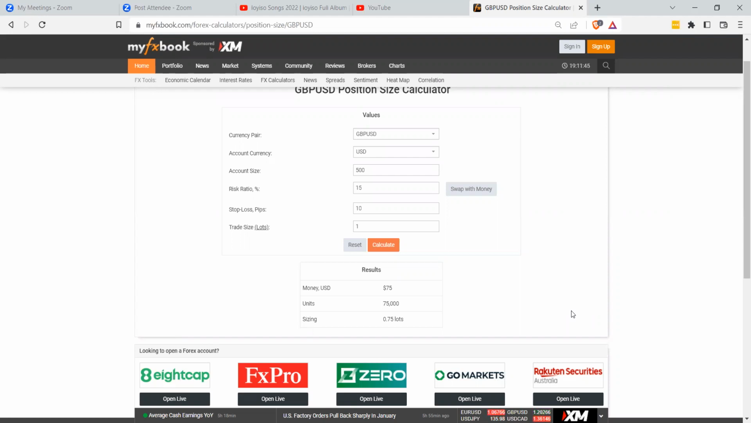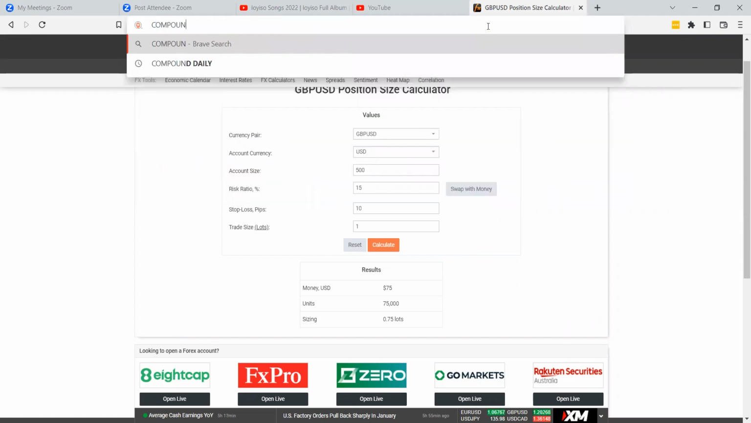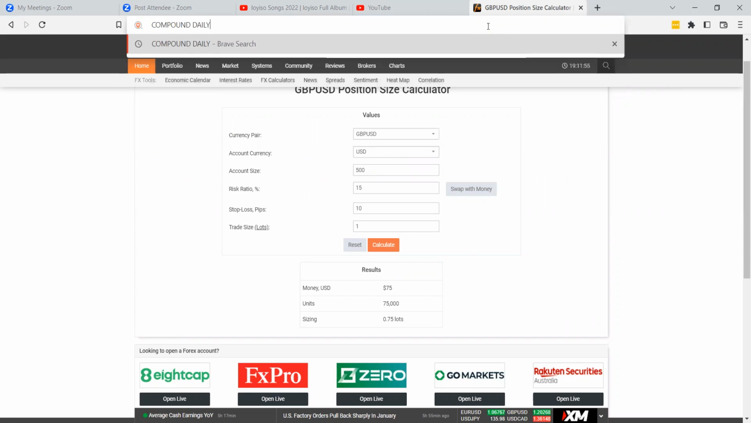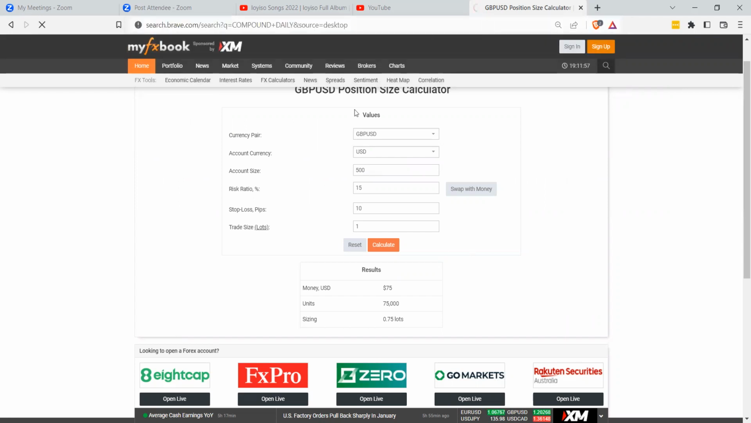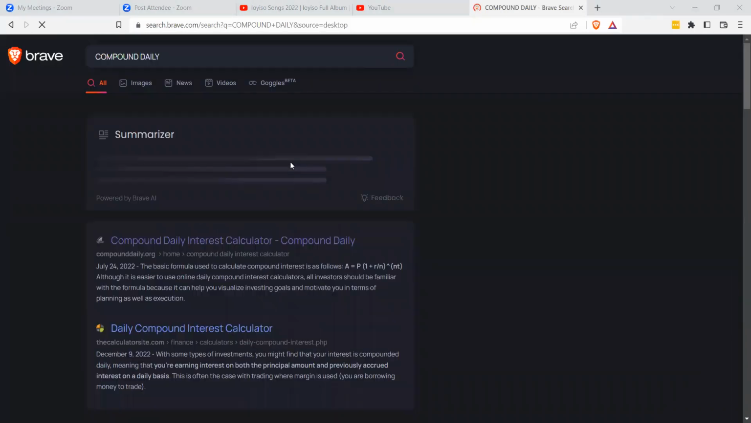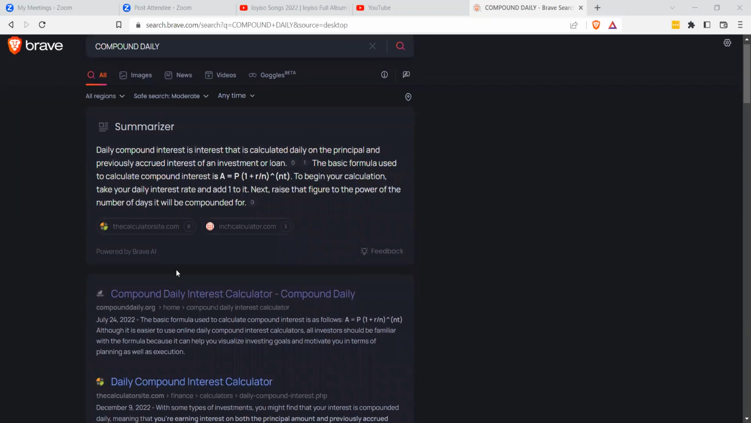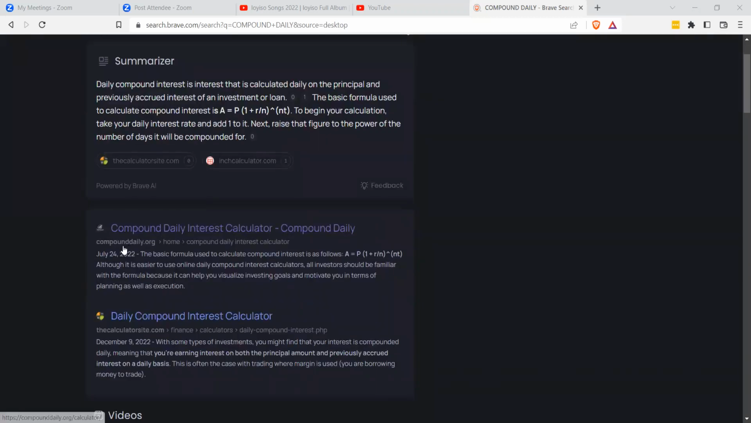So now you want to go to a particular website. Just go on your browser and search for compound daily. Okay, on Google, search for compound daily. Joseph, I've seen it. Shortly, we'll do it. All right. Search for compound daily. So you see this website, compounddaily.org, the compound daily interest calculator.